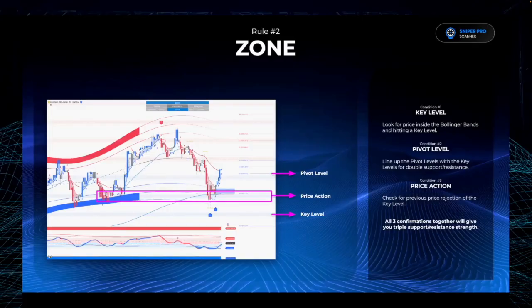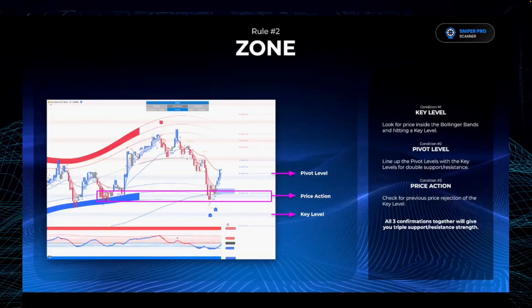So to validate the zone, we're going to use 3 key elements. The first key element is we want to make sure that we are looking for price rejection off of the key level while inside of the Bollinger Band, as you see on the screen. If you're going to look for a long or a buy, you want to make sure that you are in a blue key level while in the blue Bollinger Band. If you're looking for a short, you want to be in the red key level above in the red Bollinger Band. So you want to make sure you're at a key level.